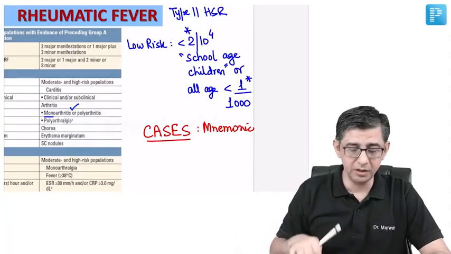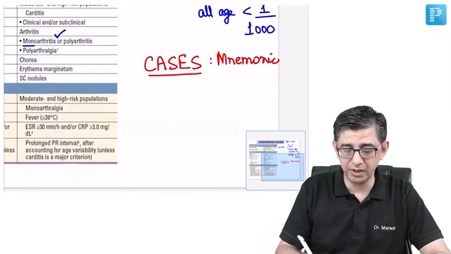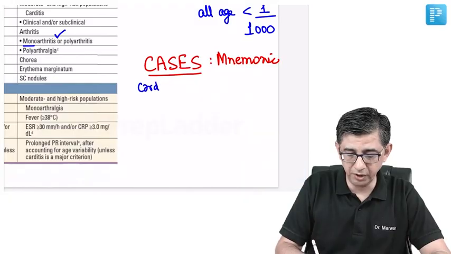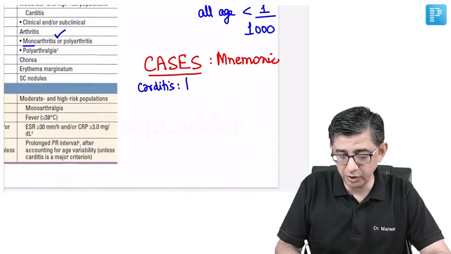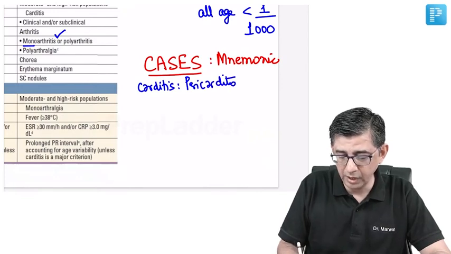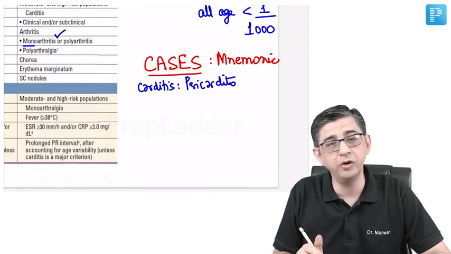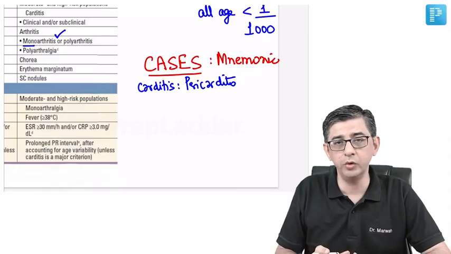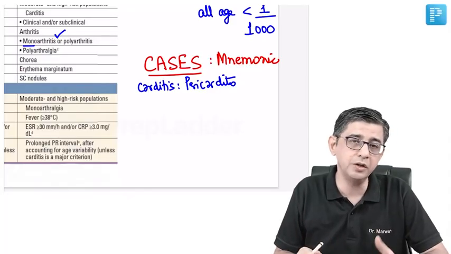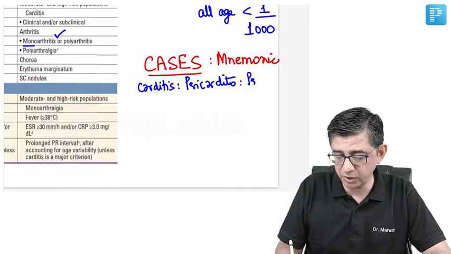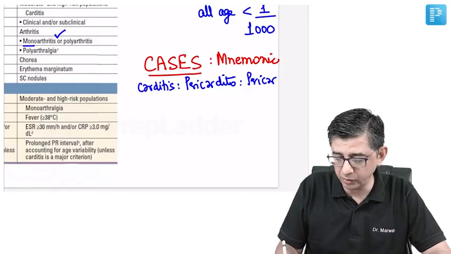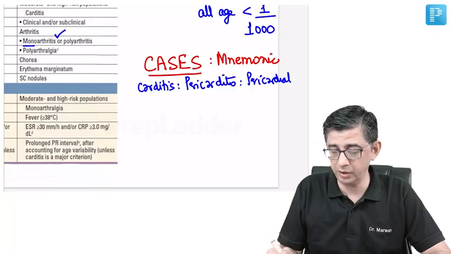As far as the criteria are concerned, the mnemonic that we use is CASES, and the first one that we encounter is carditis. With respect to carditis, there can be 3 manifestations. It could either be pericarditis, myocarditis, or endocarditis. The pericarditis component will cause chest pain. The Aschoff nodules which are present here will cause irritation of the outermost surface of the heart. So this child will be having chest pain, and one of the auscultatory findings that you will encounter with respect to pericarditis would be a pericardial friction rub.